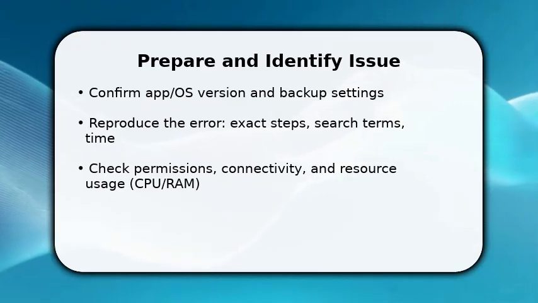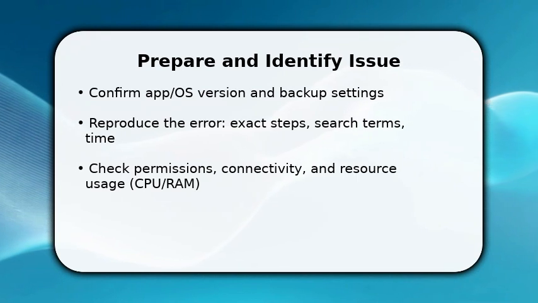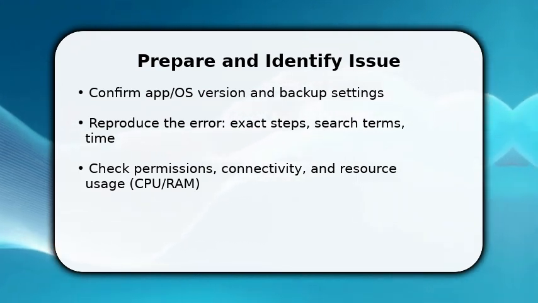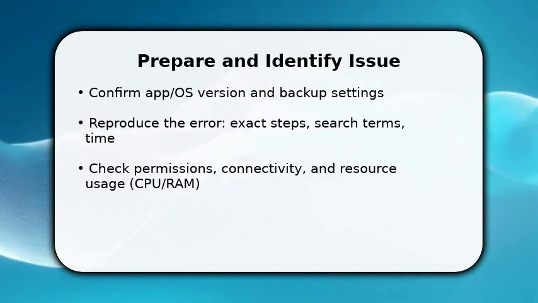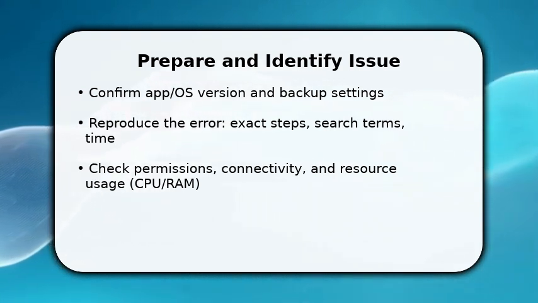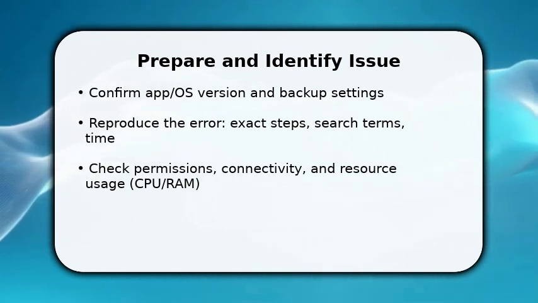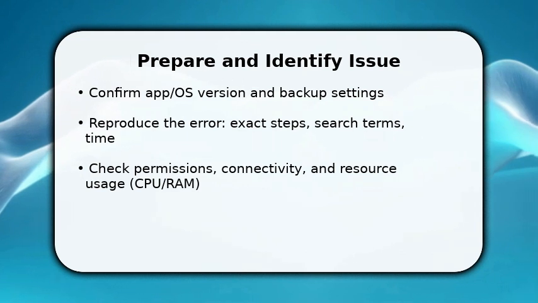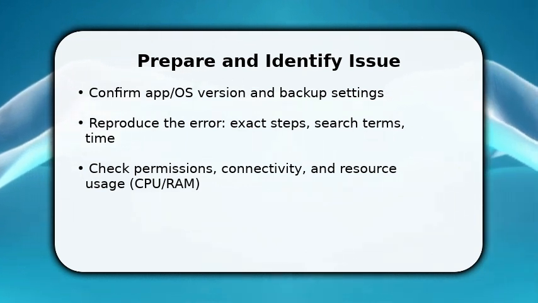You start by confirming versions and securing a quick backup of search settings so you can revert if needed. Reproduce the problem exactly: type the same query, note time and app state, because replication isolates causes. Then check permissions and connectivity and glance at CPU and RAM usage to rule out performance hits. Once done, make sure you've recorded error messages and behavior. That record guides which next fix path to take.